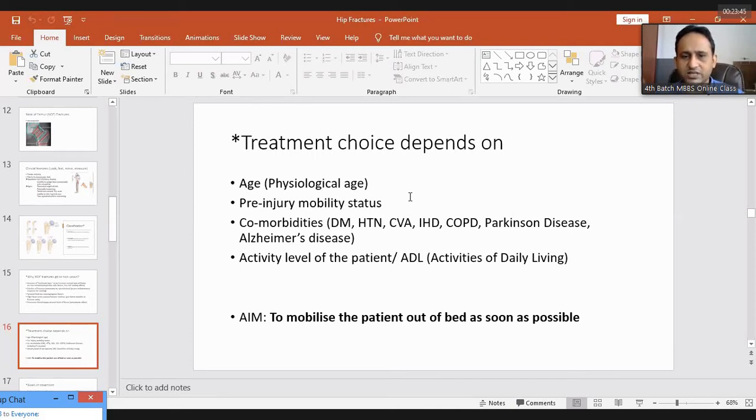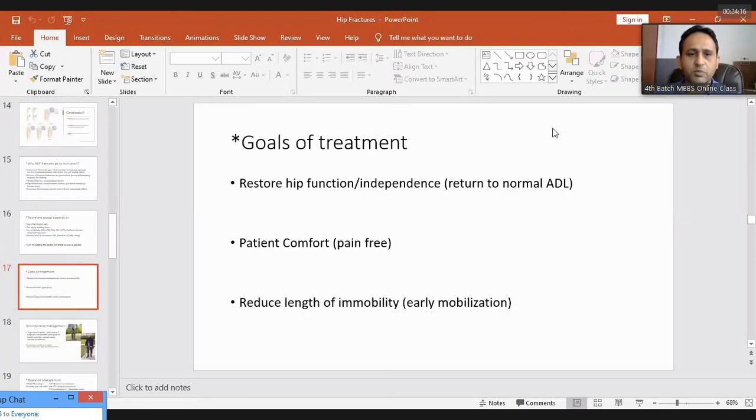You just want to replace his head, and straight away within 2 weeks you want to send him back to work. You want to give that same kind of activity level to the patient back after the surgery. So these are important factors which determine the treatment outcome, or the treatment choice. So whatever the treatment implant you are using, the aim is basically to mobilize the patient up and out of the bed as soon as possible in order to avoid the complications of being bed-ridden.